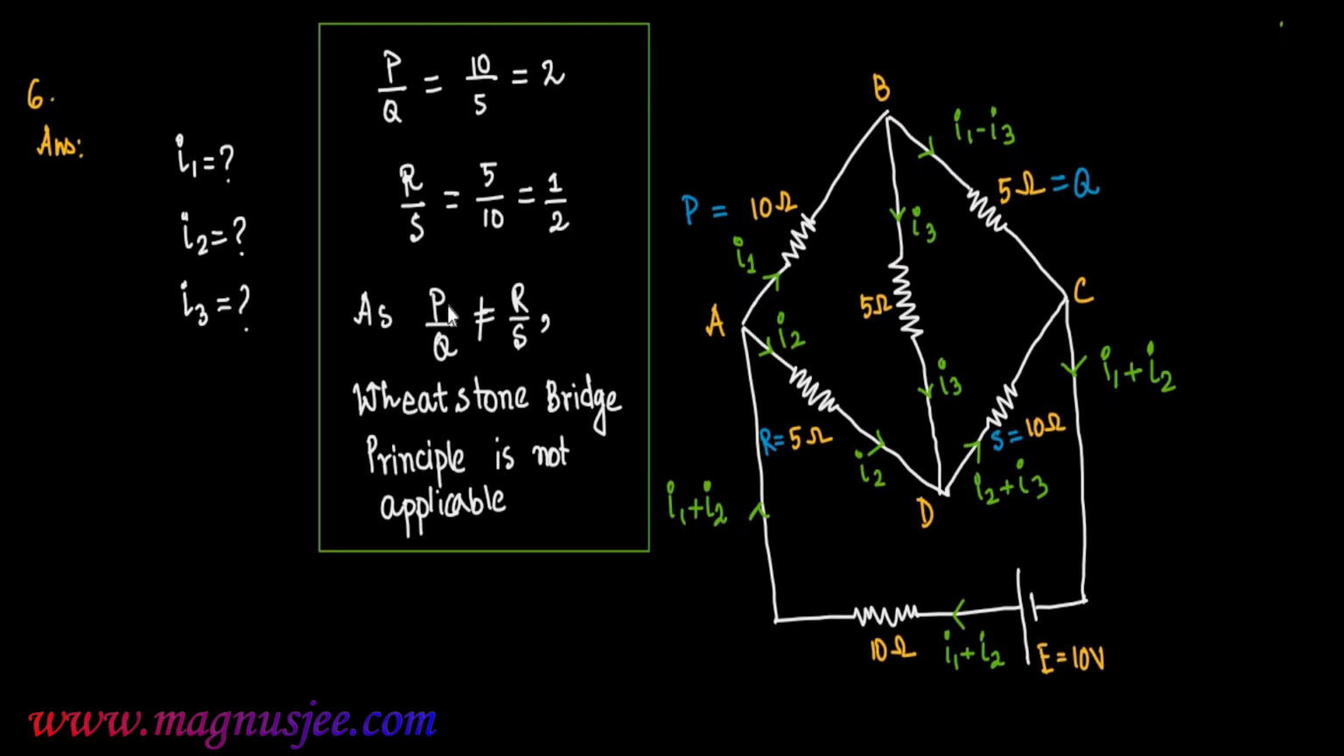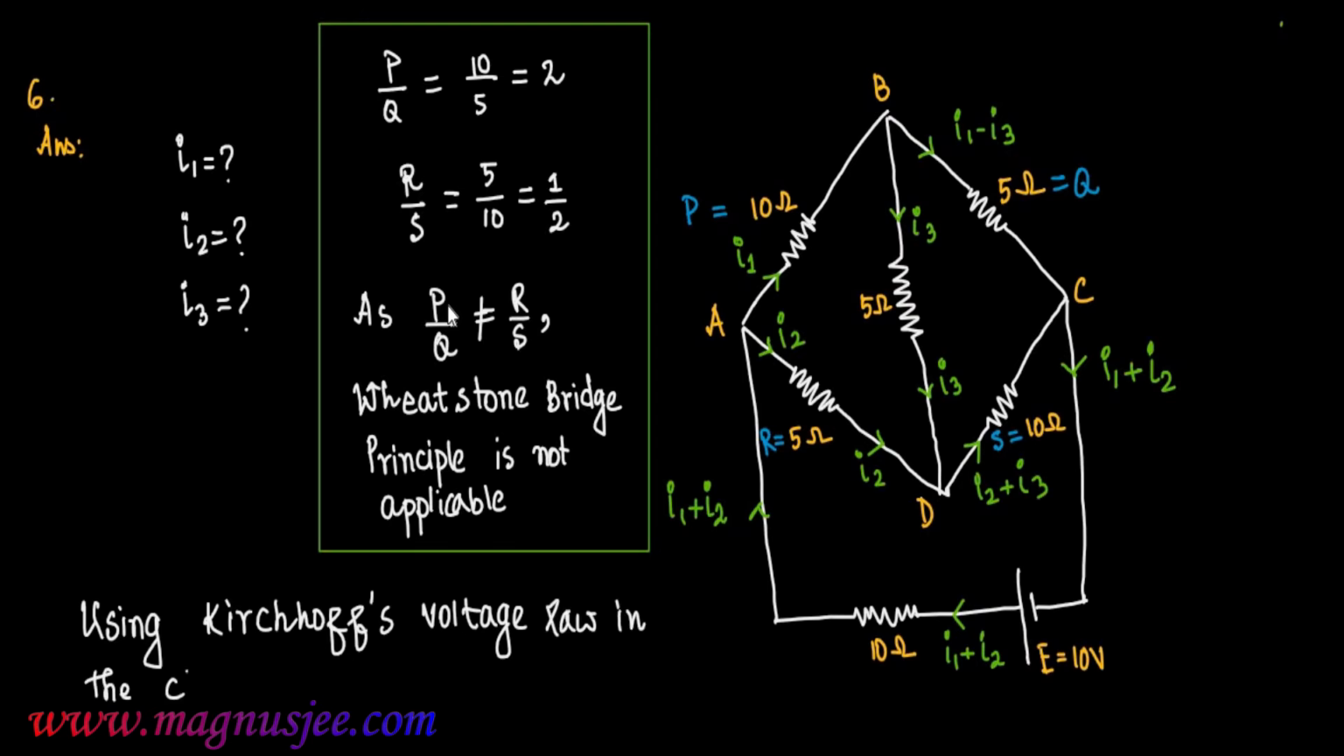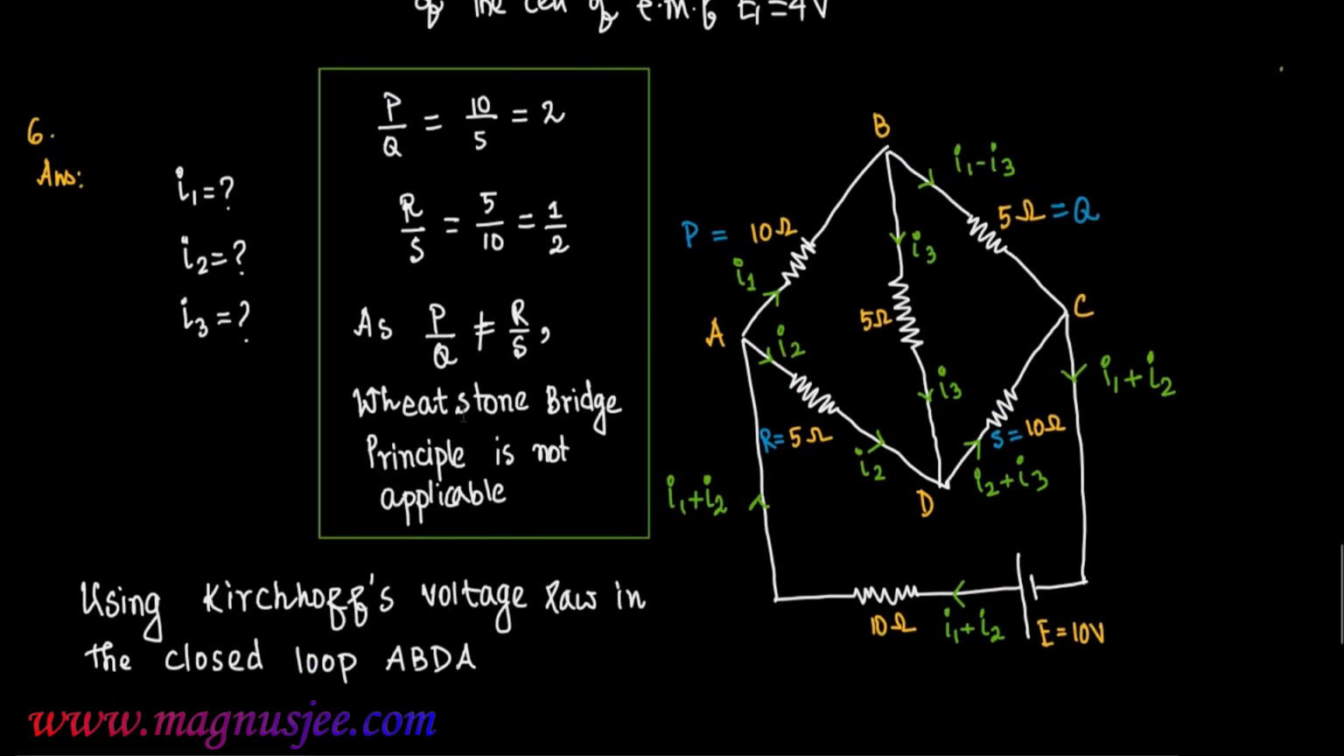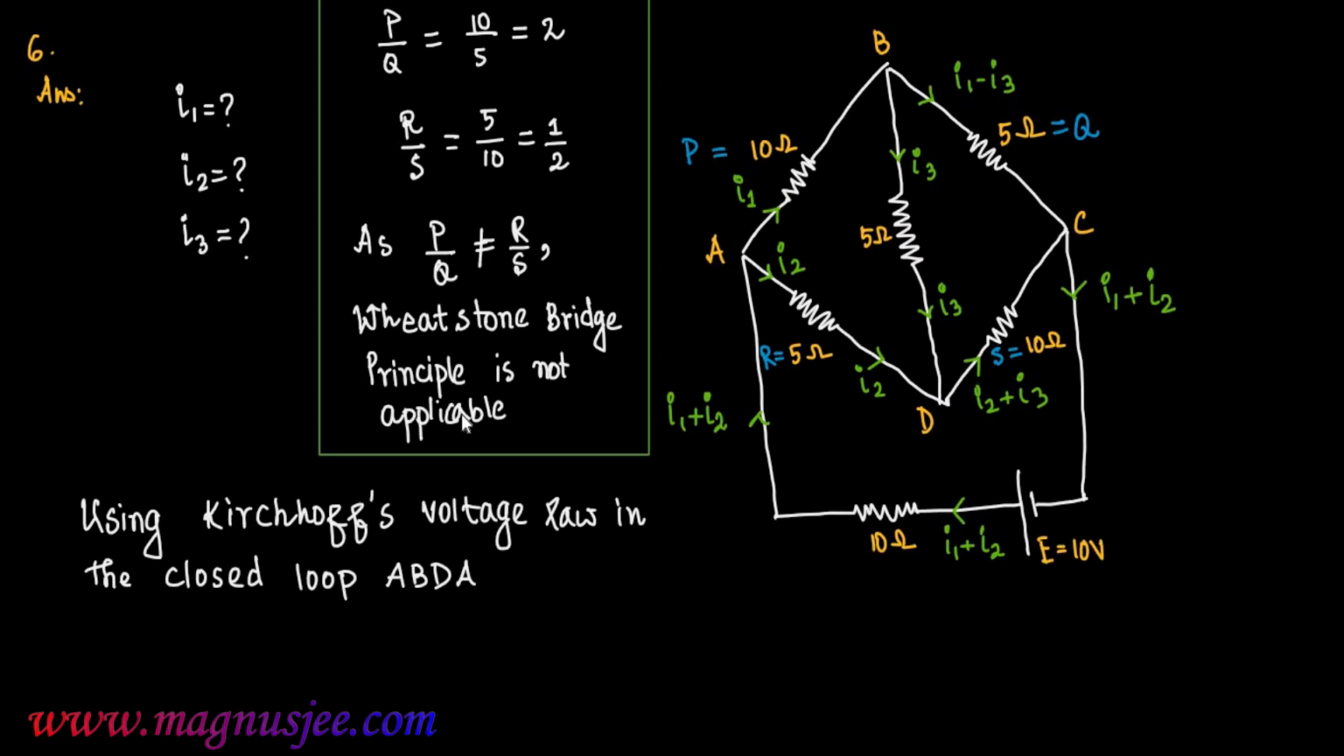Now you have to use Kirchhoff's voltage law to find the values of the currents flowing through the different resistors. Here we have 3 unknown currents, mainly I1, I2, I3. That's why you have to use Kirchhoff's voltage law in 3 different closed loops. Here, using Kirchhoff's voltage law in the closed loop ABDA, we get 10 I1 plus 5 I3 minus 5 I2 equal to 0.